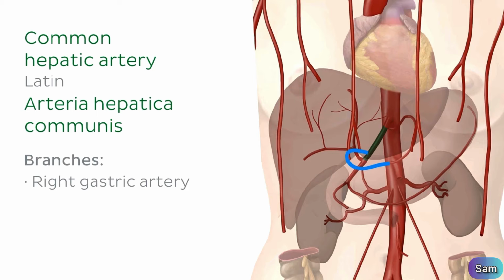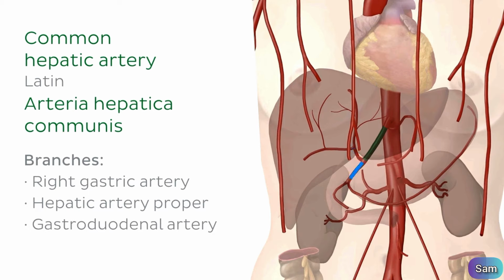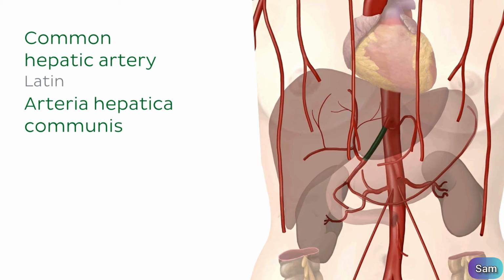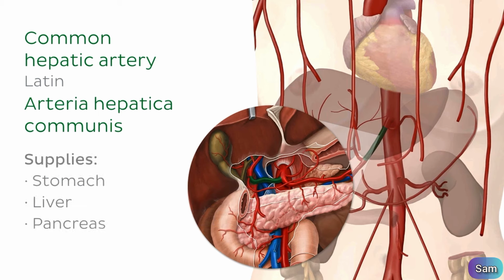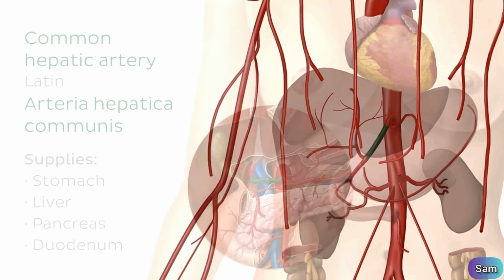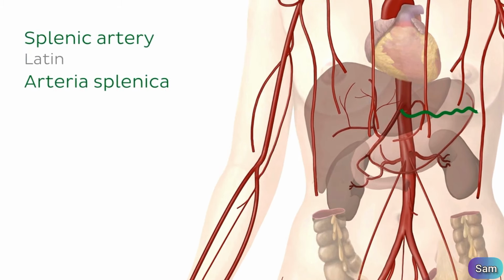So the name of this artery is common hepatic artery, and as you may know already, the word hepatic refers to the liver. However, the common hepatic artery does not supply the liver directly. Instead, it goes on to divide and give rise to the hepatic artery proper, along with the gastroduodenal artery. We can get a better look at these branches in this image just here. So over here, you can see the right gastric artery, the hepatic artery proper, and the gastroduodenal artery. And via these branches, the common hepatic artery supplies several organs, including the stomach, the liver, the pancreas, and the duodenum.